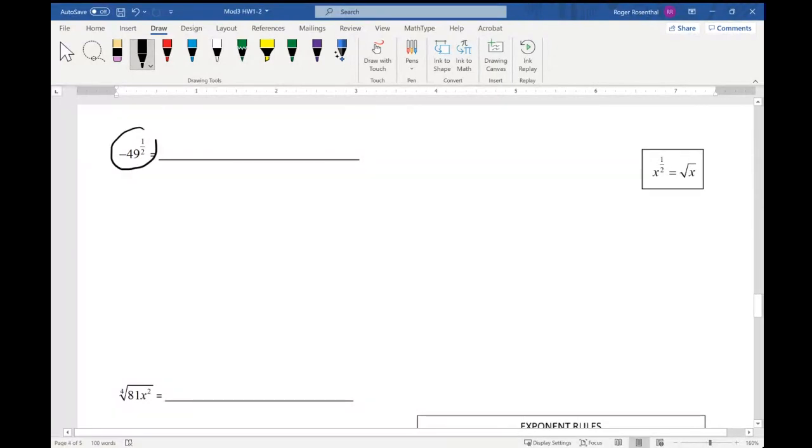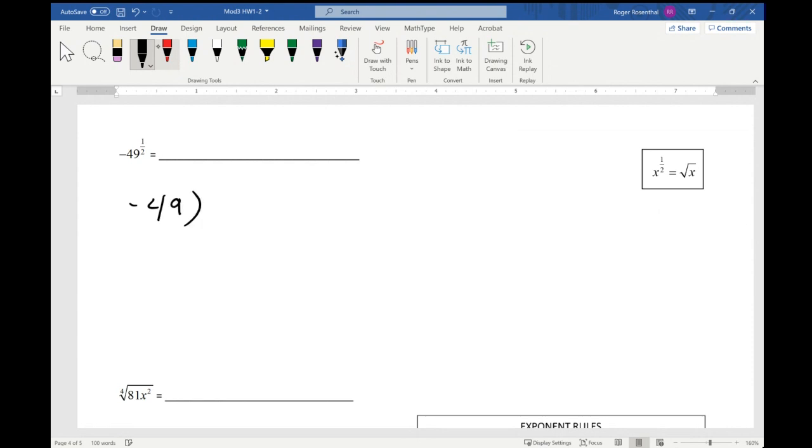Okay, I'm going to simplify this. Now, this is something that students often get wrong. So take a moment, pause the video, try this, see what you get, and then start the video up again and see if you get the same thing that I got. Okay, I'm hoping you paused it. Now, this is a little bit tricky.